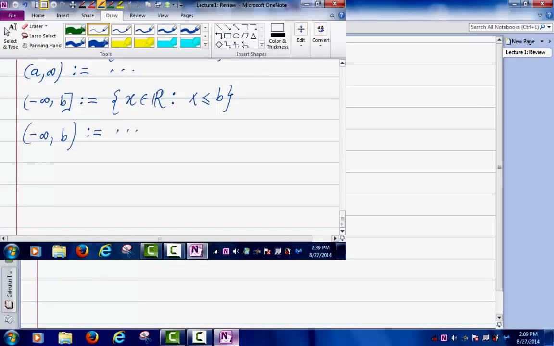Negative infinity to infinity, which is what? Negative infinity to infinity, which is just all real numbers. Okay? Everybody is okay with that? Okay. So those are our interval notations.